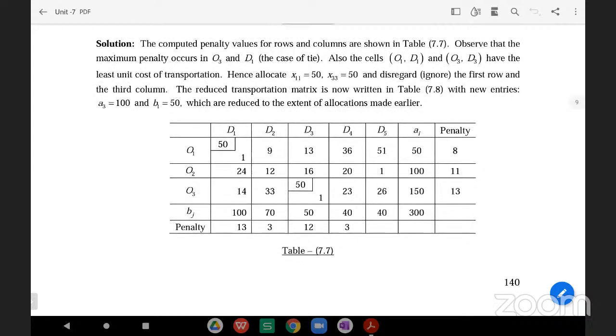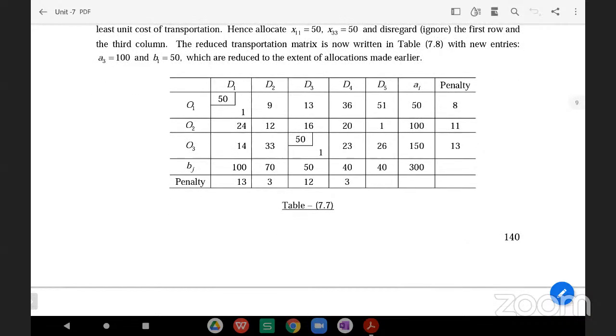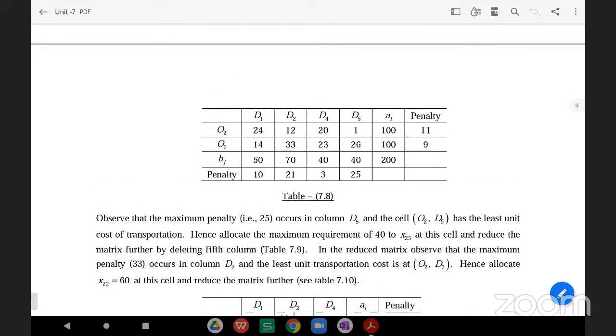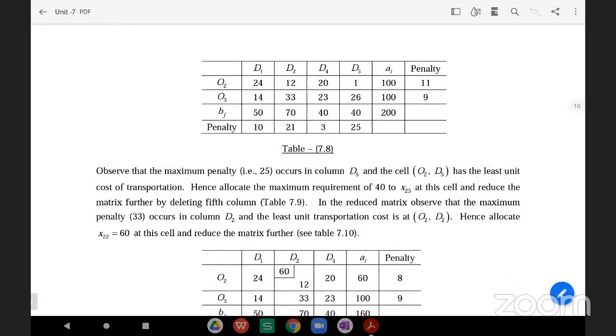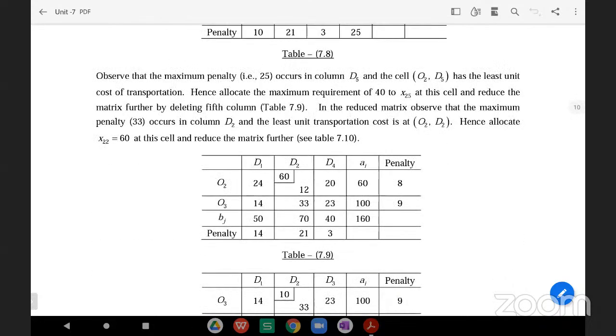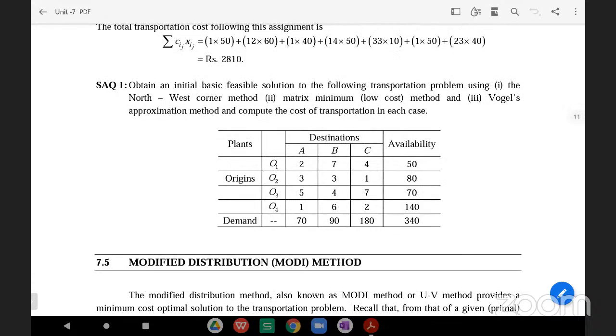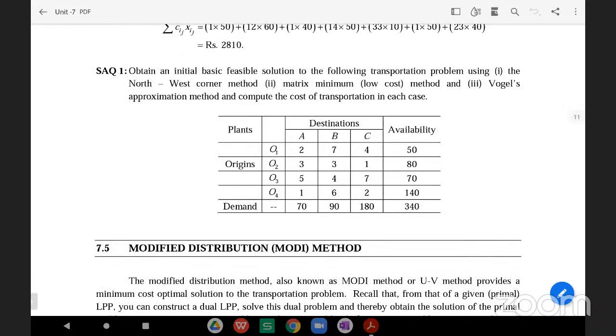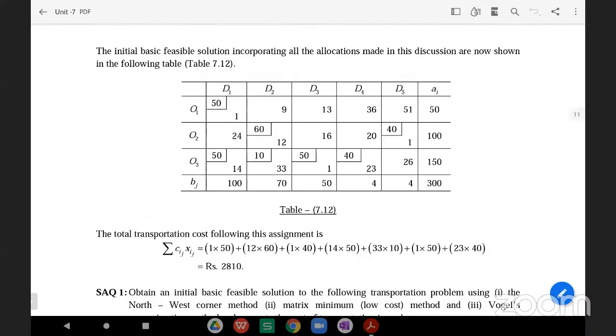Then second step, again he identified the penalties. In that, highest penalty is 25. Least element is selected and he allotted the availability and requirement. Like here, we will go for the total simplification procedure. We can get the optimal cost. Okay. This is called the 3 models for finding the initial basic feasible solution for the transportation problem.